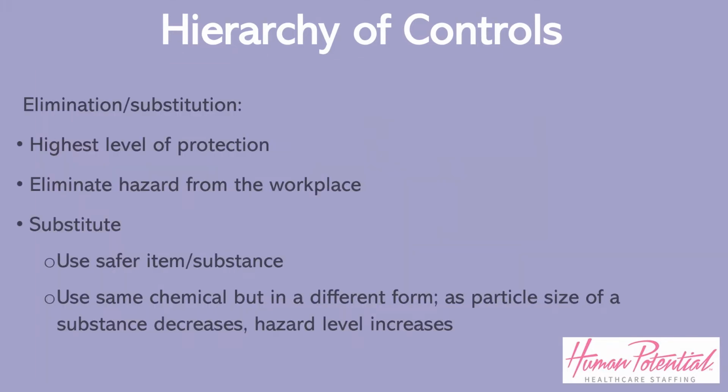Elimination and substitution is the highest level of protection against hazards. The hazard is eliminated from the workplace, or a safer item or substance is substituted for the more hazardous item or substance. Another type of substitution includes using the same chemical but in a different form. For example, a dry, dusty powder may be a significant inhalation hazard, but if this material can be purchased and used as pellets or crystals, there may be less dust in the air and therefore less exposure.